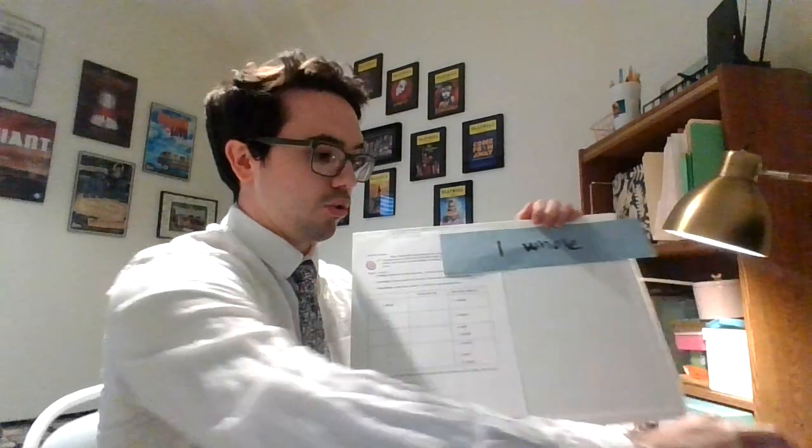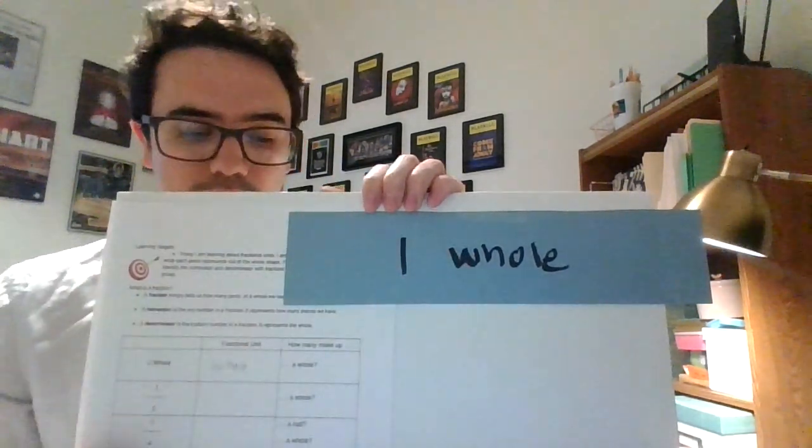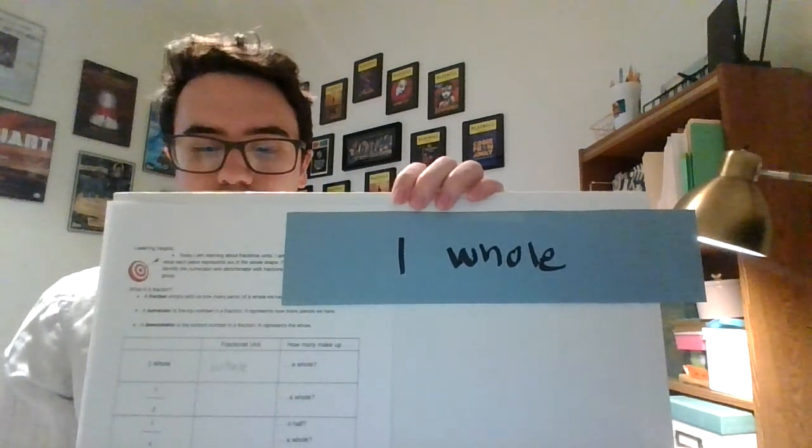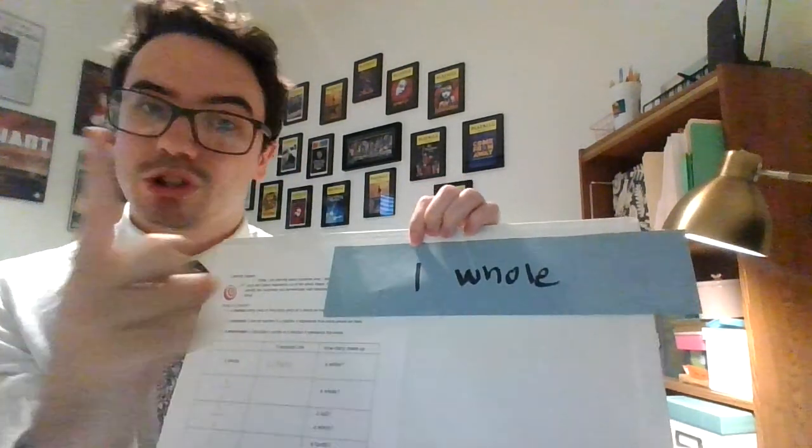Now, on your learning guide, you have a question. 1 whole, the fractional unit, it's just going to be whole. All right, so go ahead and write whole next to it. W-H-O-L-E. So right here where it says fractional unit, write whole. Because that's what we're talking in. One of these is 1 whole. Okay, so the fractional unit is a whole. How many make up a whole? Well, we only have 1. So we have 1 makes up a whole. So go ahead and write 1.